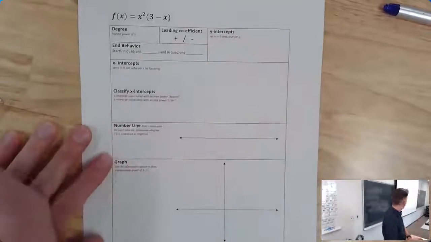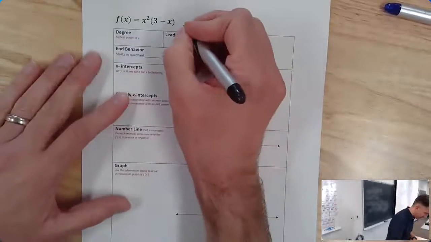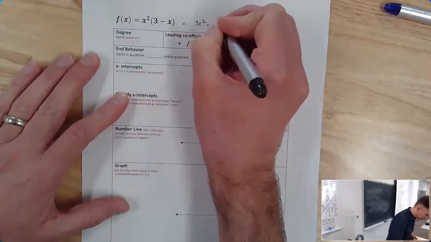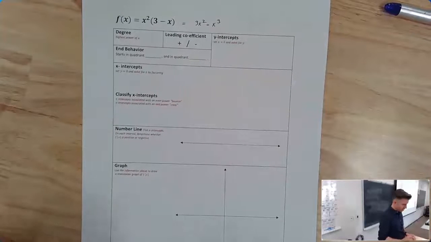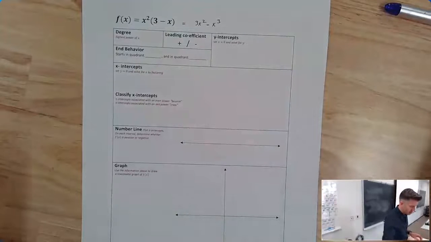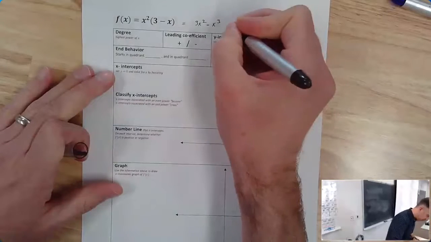This is already factored for us. It's probably going to be useful to multiply it out since it's relatively easy. So I could multiply this out and write it as 3x squared minus x cubed. In fact, I should point out this is not written in the standard way. Usually we write the highest powers first. So writing the highest powers first, this is negative x cubed plus 3x squared.